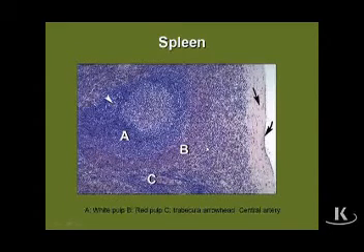The area indicated by B is red pulp, where basically the splenic sinusoids and the macrophages are viewing all of the red blood cells that are passing through the spleen in terms of age and structural integrity. The structure at C is simply a trabecula, which is part of the way the vasculature enters the interior of the spleen.